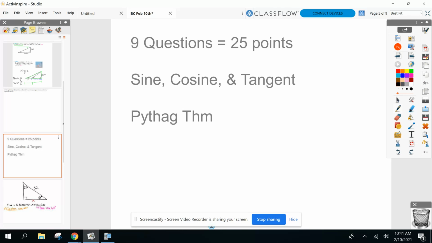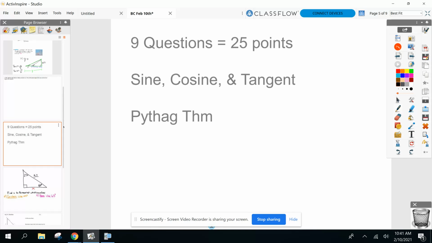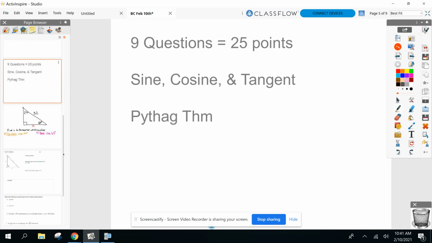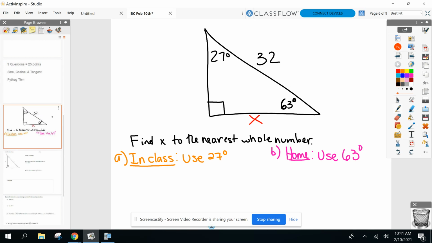I need you to do something for me first before we hit up the notes. You guys in class, you're going to have one job. You guys at home have another job. I've got my right triangle up here. Everyone's going to find side x to the nearest whole number. You guys in class, use 27 degrees. You guys at home, use 63 degrees and find x.